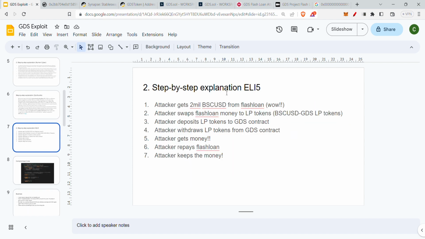So a simple explanation of what the attack is: the attacker firstly gets $2 million from a flash loan contract, $2 million plus. Next, the attacker swaps this flash loan money to LP tokens, in this case, BSC USD GDS LP tokens. Thirdly, the attacker deposits LP tokens to the GDS contract. And then he withdraws the LP tokens in one transaction. He gets the money, he repays the flash loan, and he keeps the money.